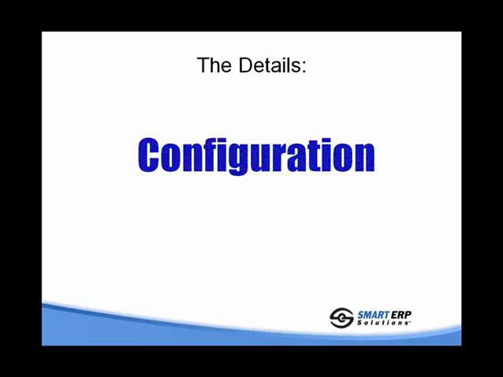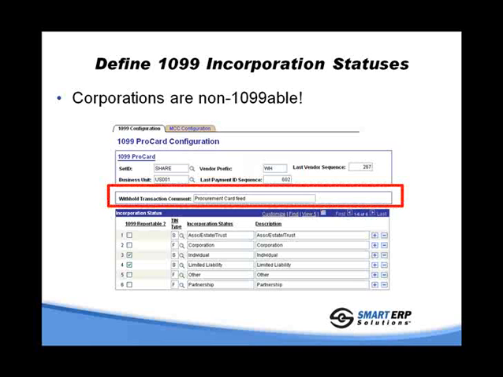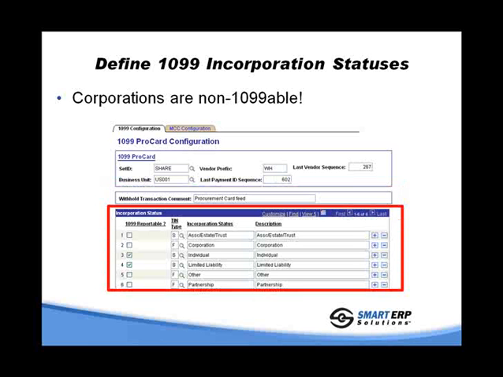Next, configuration is key. The system will automatically create vendors. You can add a mask to the external vendor ID so you know that Smart 1099 created the vendor, in this case a WH. You can enter a transaction comment so you can track 1099 transactions that Smart 1099 happened to create. You can also limit your processing to specific incorporation statuses. As we know, corporations are not 1099 applicable.